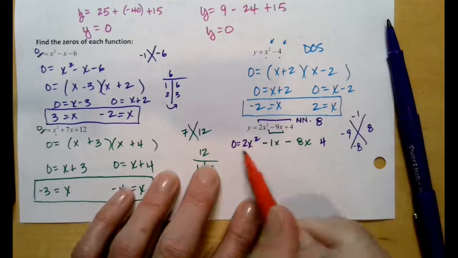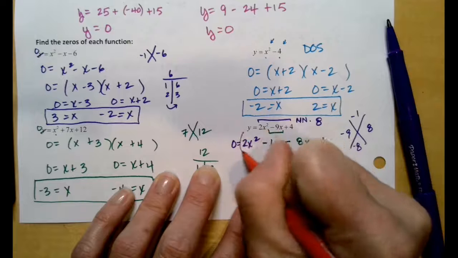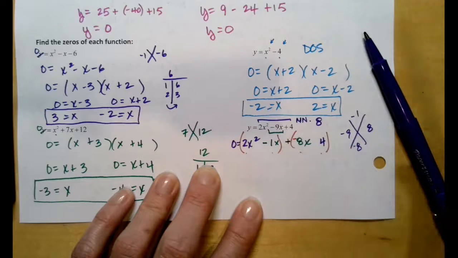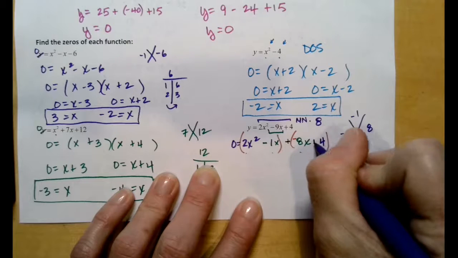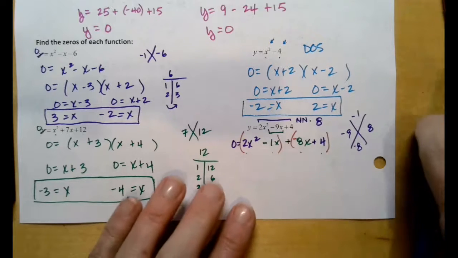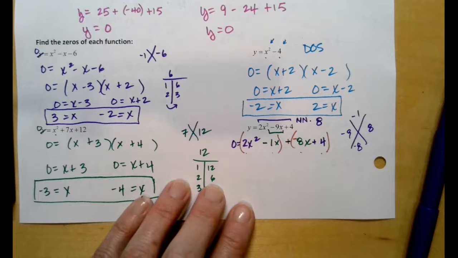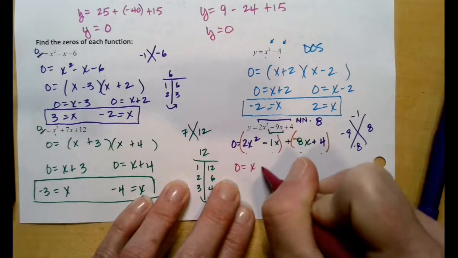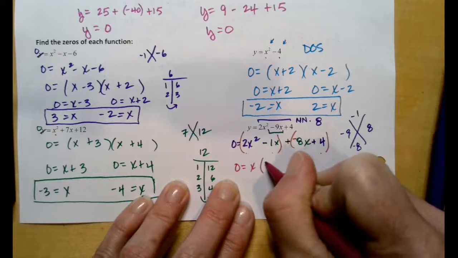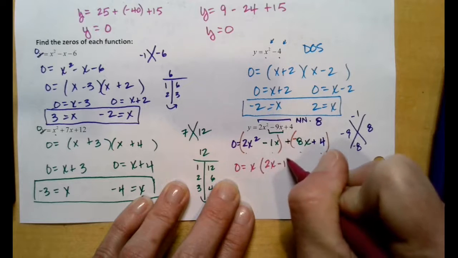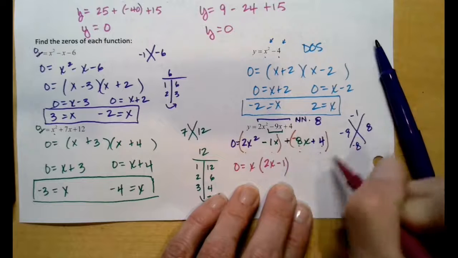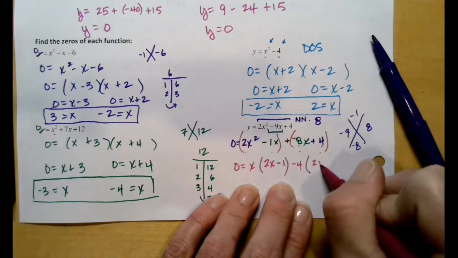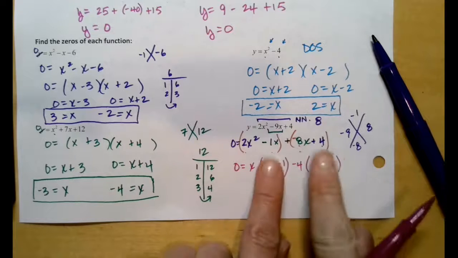Now I have four terms, 1, 2, 3, 4. So guess what I can do? Associative property. Able to divide and group things any way I want. So we'll go ahead and pull out just an x here. Just my x comes out, leaving me with 2x minus 1. I think I'll pull out a negative 4 here, and that's going to leave me with positive 2x minus 1. There's my happy face.